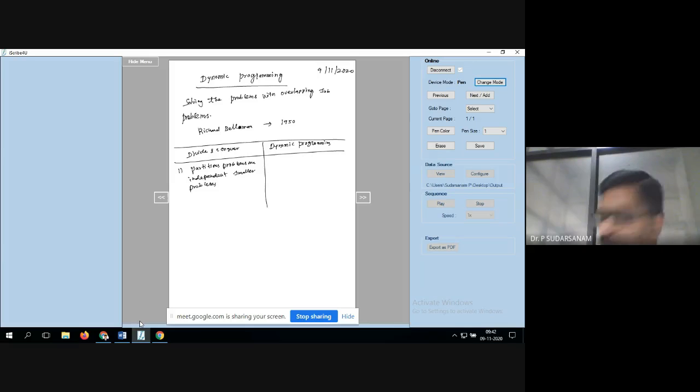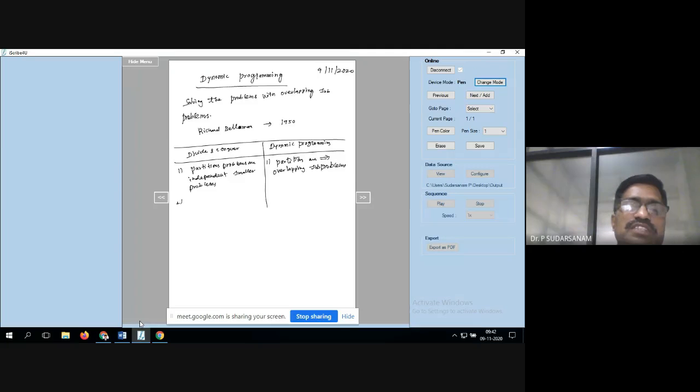That is what we have already learned. Now dynamic programming is nothing but what? It partitions a problem into overlapping subproblems. So partition problems are divided into overlapping subproblems. That is this one.